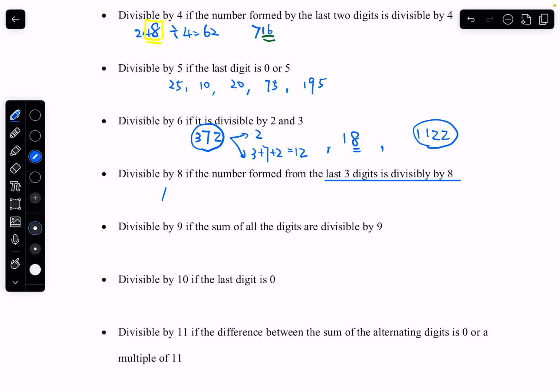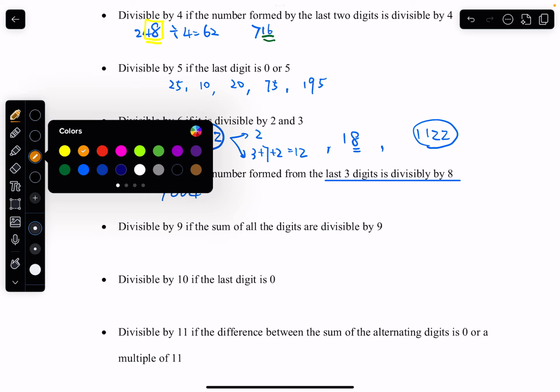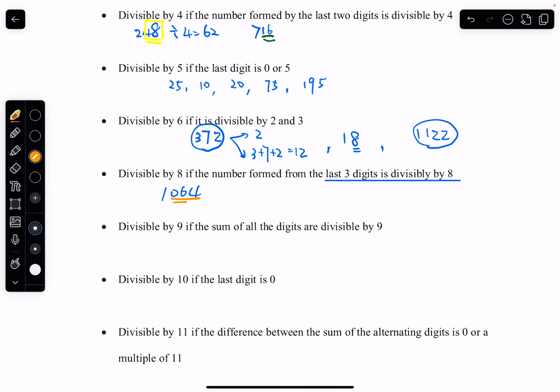For example, 1064. Because the last 3 digits, 064, can be divisible by 8, it means 1064 must be divisible by 8.